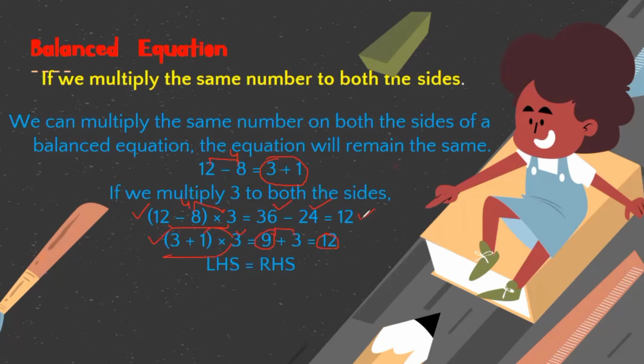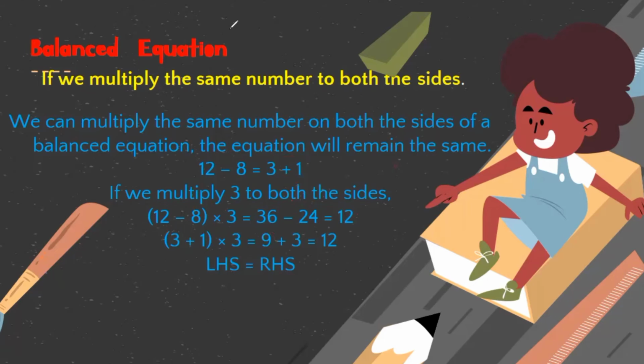So you can observe this is the left hand side and this is the right hand side. Got it? In both cases, the left hand side and right hand side are the same, which is 12. So after multiplying both sides of a balanced equation by the same number, the new equation will also be a balanced equation.